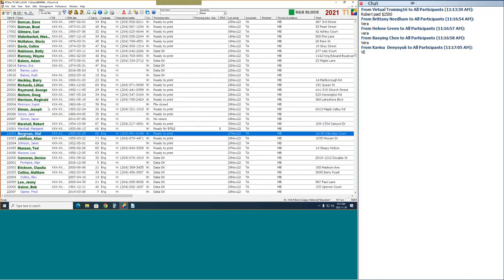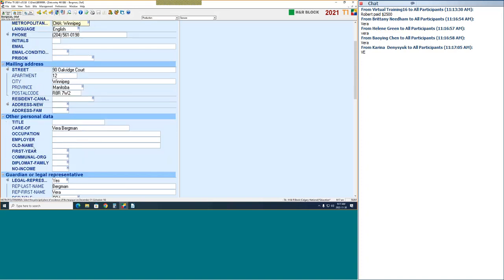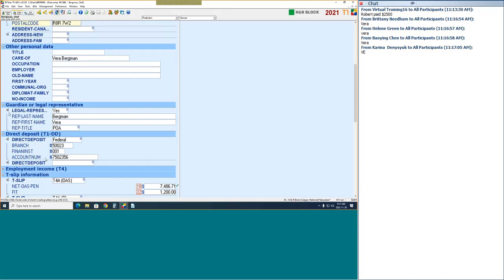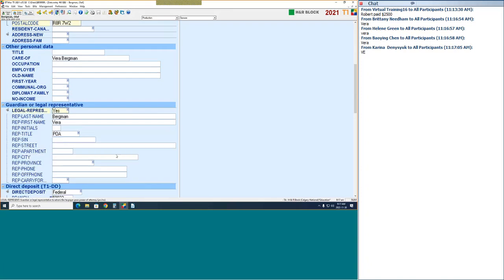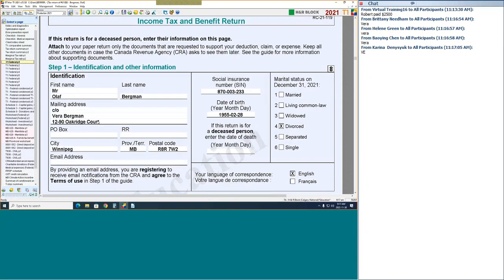So if I go in here and I found my Olaf Bergman, you're going to find in my data entry, I have used Vera's information and I have not put her information in here because I don't need to reproduce it. So I'm going to go to the tax return, and on my first page, I will have care of. That tells the government that there is a legal representative situation, and it's going to have Vera's information.